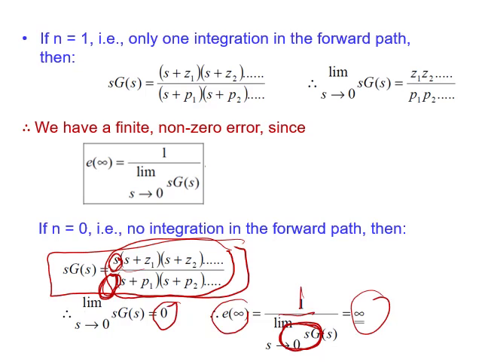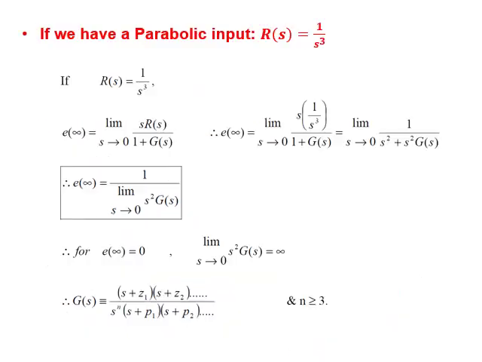Now I come out with a conclusion. I can say here, for ramp input, if there is no integrator, we will get the error equal to infinity. If there is one integrator in the open loop transfer function, we are going to get a finite error, meaning a certain value. If two integrators or more, we will get the error equal to 0.